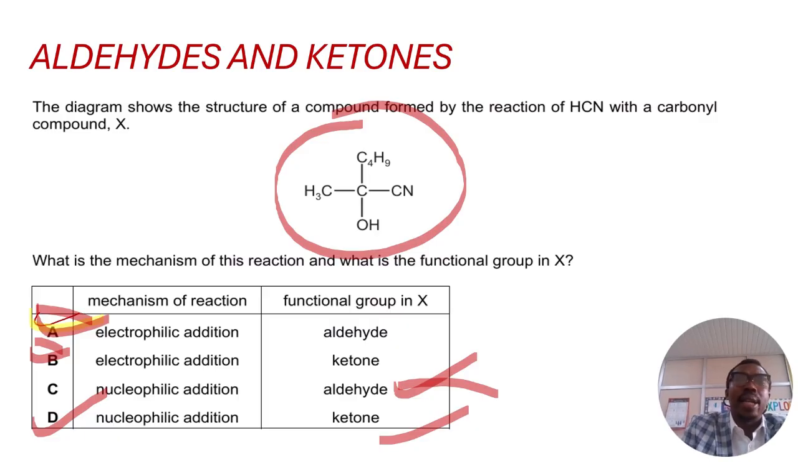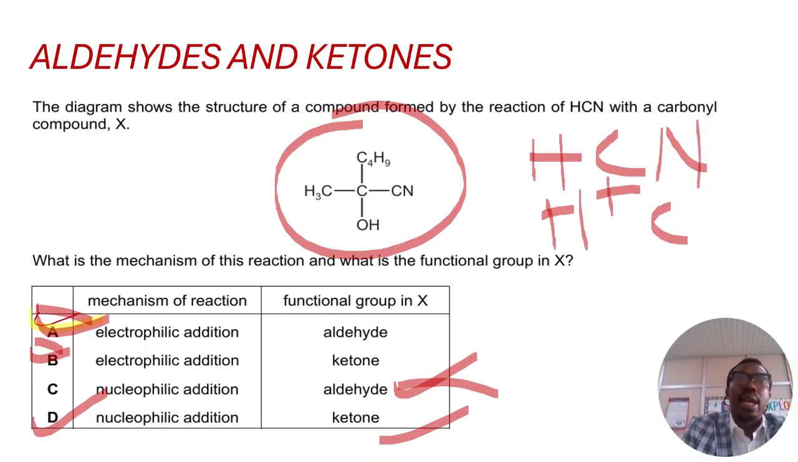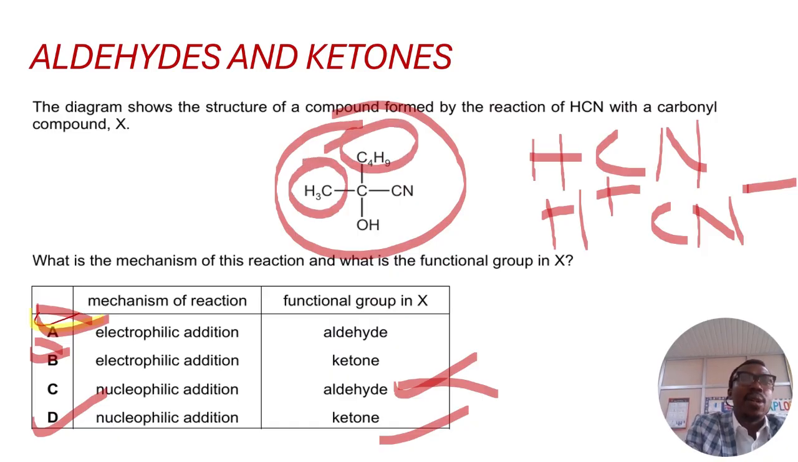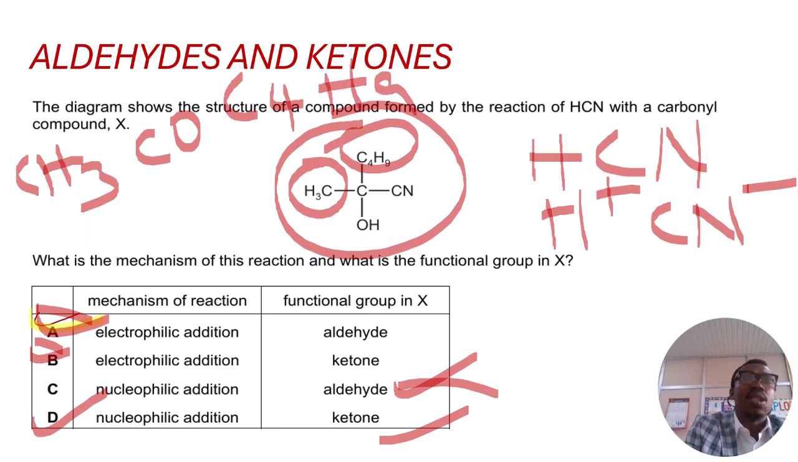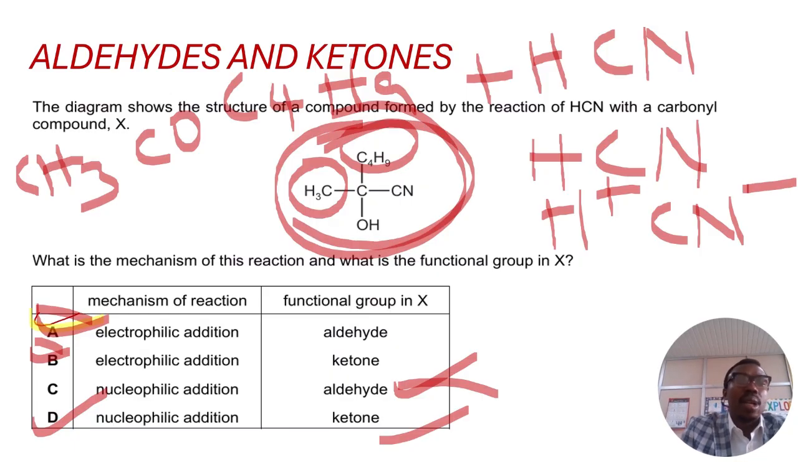Now, you are adding hydrogen cyanide, so you are adding a hydrogen ion and a cyanide ion, CN minus. Then if you look at the structure, this is an alkyl group, so you have CH3. The ketone will be CH3COC4H9. By the time you add hydrogen cyanide through nucleophilic addition, you are going to get this structure. So the correct answer to this question is D. It's as simple as ABC, which is nucleophilic addition and a ketone.